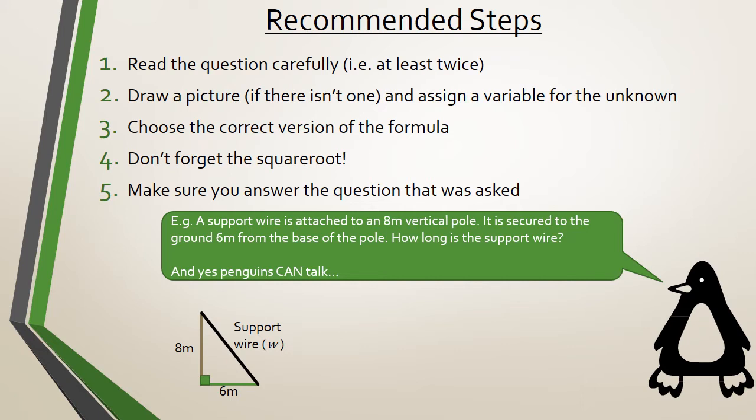We can see that the support wire is the hypotenuse, so we're going to use c squared equals a squared plus b squared. Substituting what we know, W for the hypotenuse, 6 and 8 for A and B. 6 squared is 36, 8 squared is 64. Add them together to find out what W squared is, equals 100. Take the square root to find out what W is, and the square root of 100 is 10. So the support wire is 10 metres long. Have we answered the question? Yes, it's asked us how long the support wire is, 10 metres.